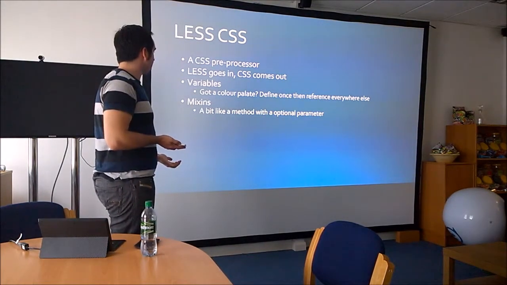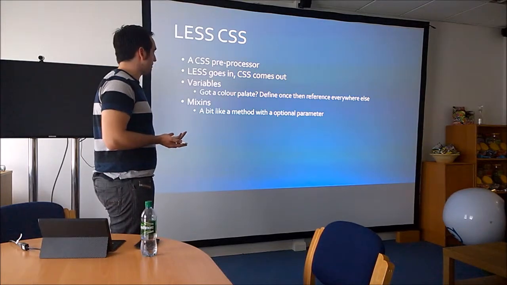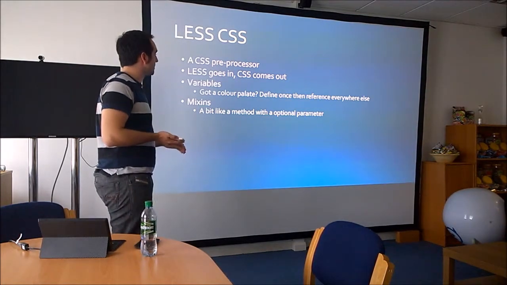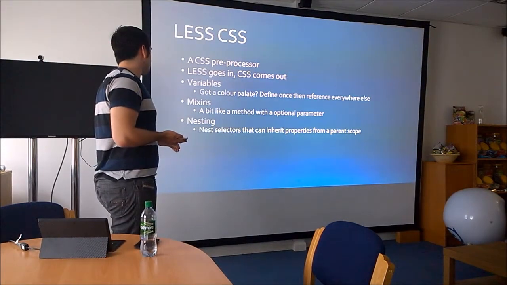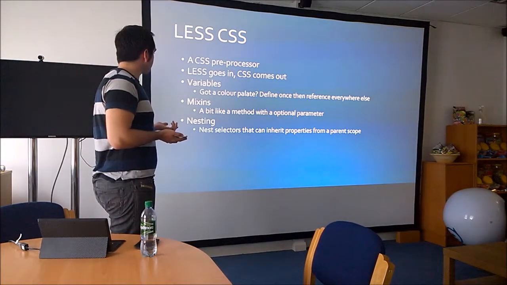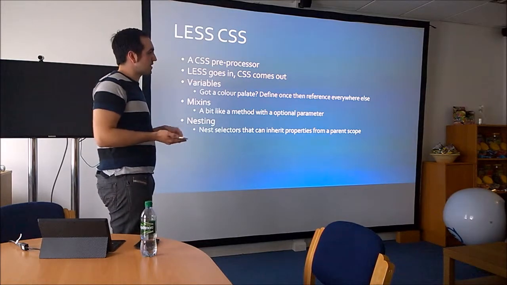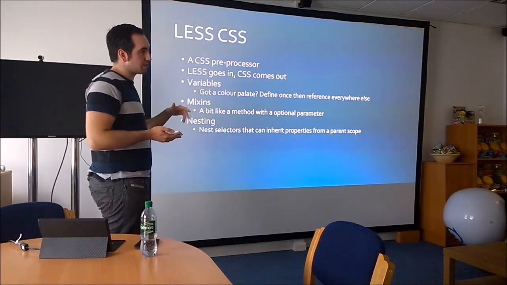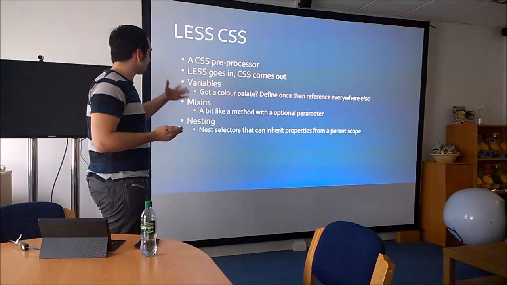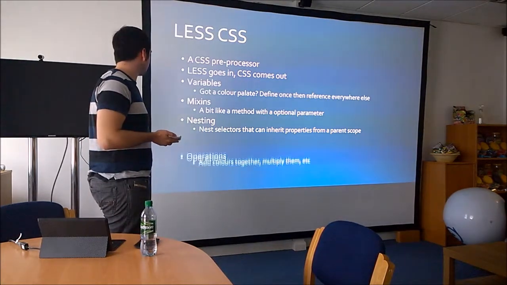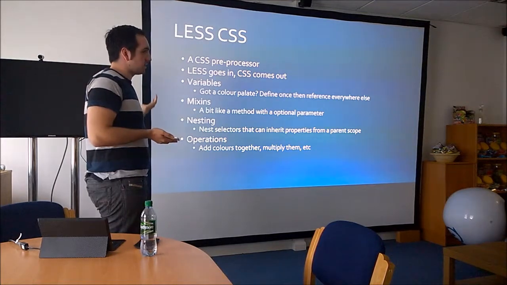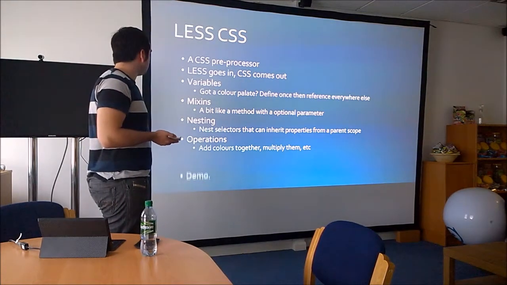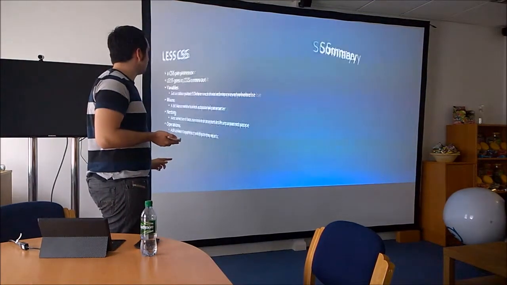There are things called mixins, which are a bit like a method with an optional parameter. I'll show you some of this at the end when I go through the code. Nesting, so you can nest just as you would in code, with curly braces for your scope, slightly differently. And operations, so you can do things like add colours together as well. I'll show you that in a moment.